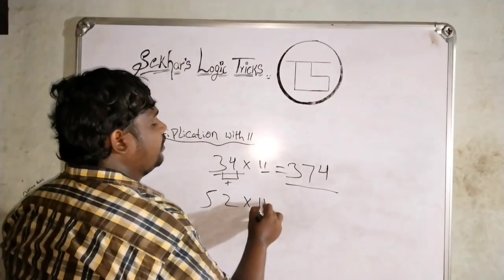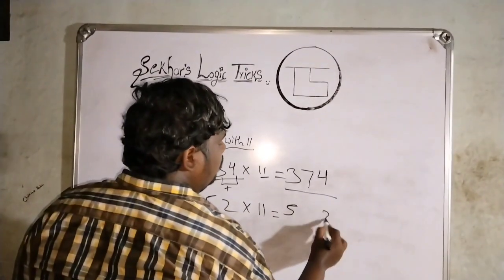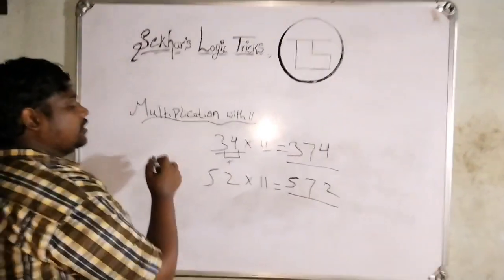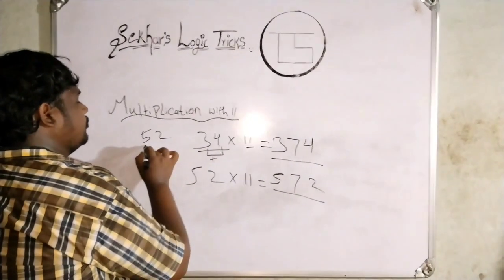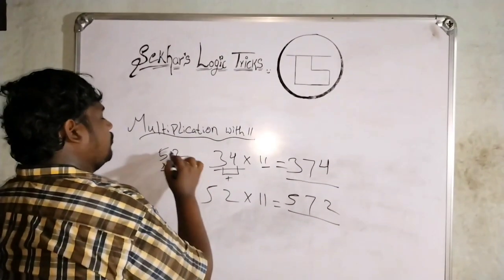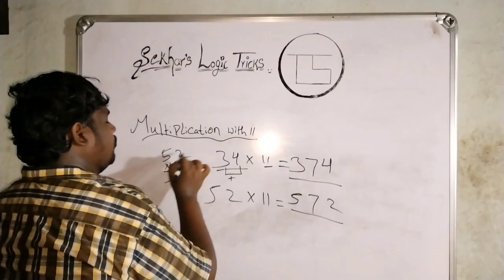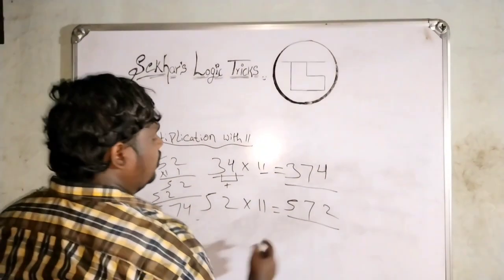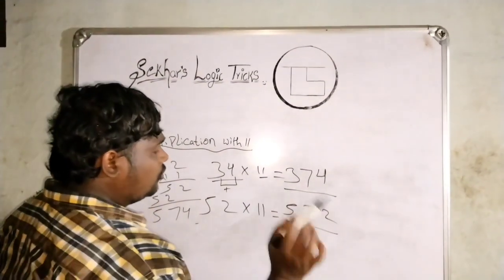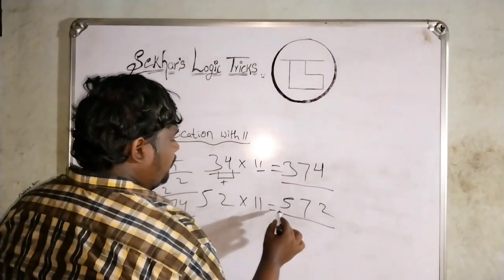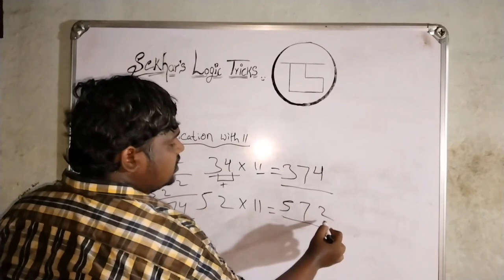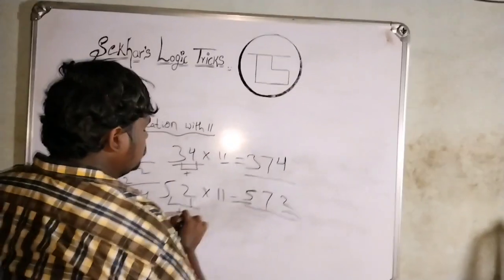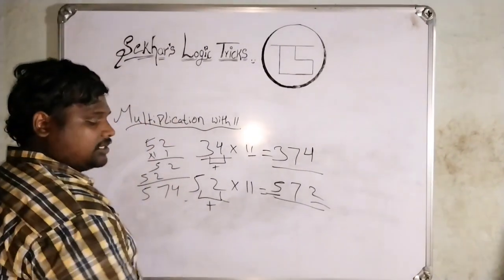52 into 11 is nothing but 5 7 2. Is it right or wrong? We have to check it in general multiplication. 52 into 11: 1 2 are 2, 1 5 are 5, 1 2 are 2, 1 5 are 5, so 572. So we have to follow two steps only: place the unit digit value and the tens digit value, add these two values, and place the sum in between them. That is the answer.